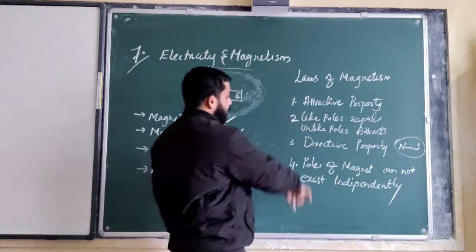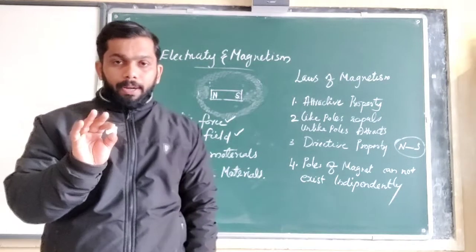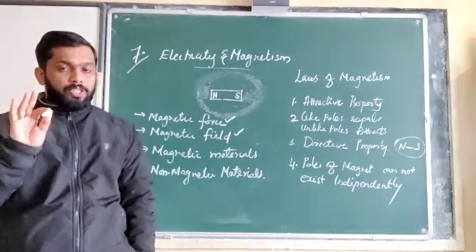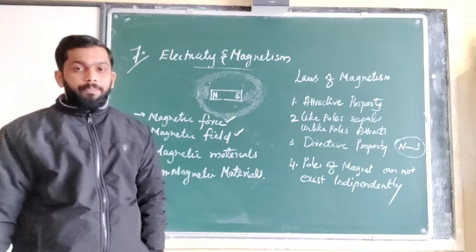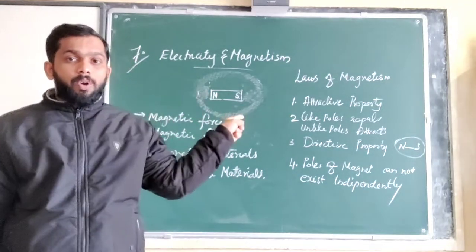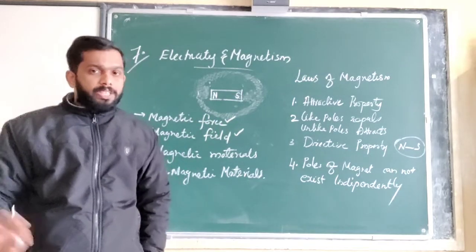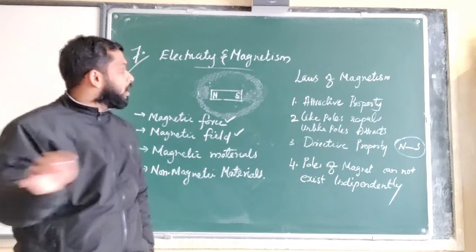Now, we are going to discuss the laws of magnets. There are 4 laws. First one is attractive property. This we have already learned in class 6. The property of the magnet to attract magnetic material is called attractive property of magnets. It's very simple.